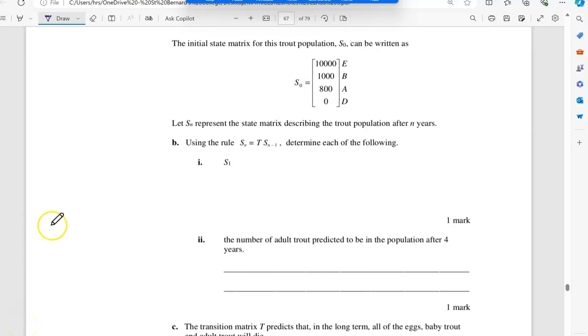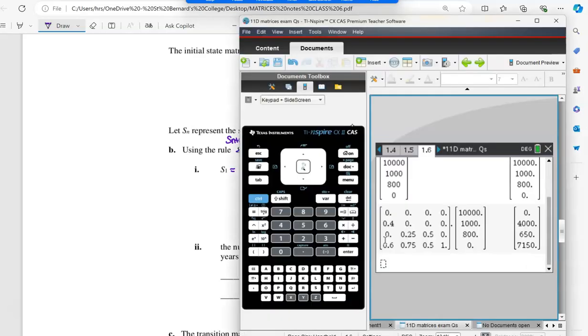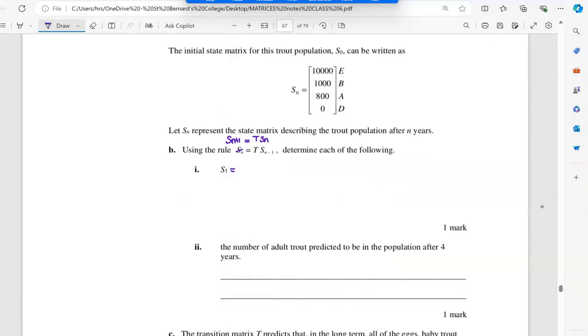Okay, so the initial state matrix for the trout population is written there. Then it says using this rule here. So this was just an older question. They used to write it like that, but we'll now always see it written with the T times Sn. That just means we can get the next one using the time before. So it said to determine S1. So we would be using, just like we did here, the transition times S0, and this was what we saw S1 to be.